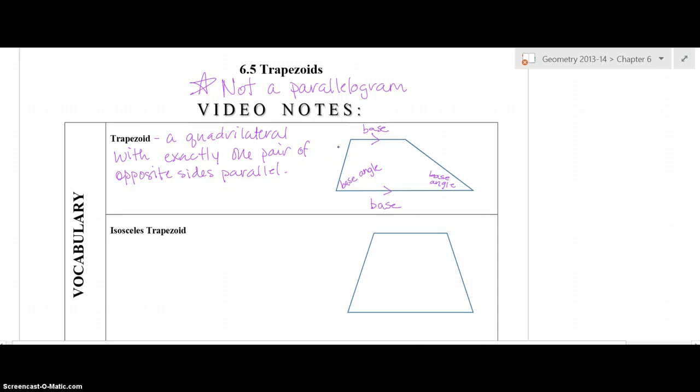Okay. There's not too much that's special about a trapezoid. The only thing that we can talk about really is that the same side interior angles are still going to be supplementary, just like when we had parallel lines cut by a transversal. Essentially, that's the same situation here. So we have same side interior angles supplementary.